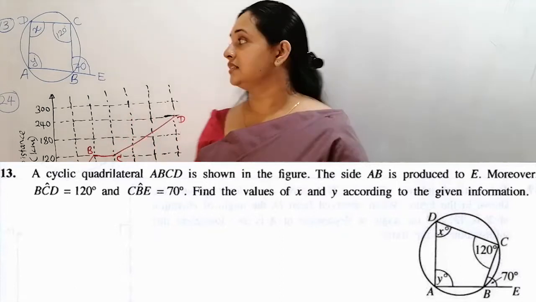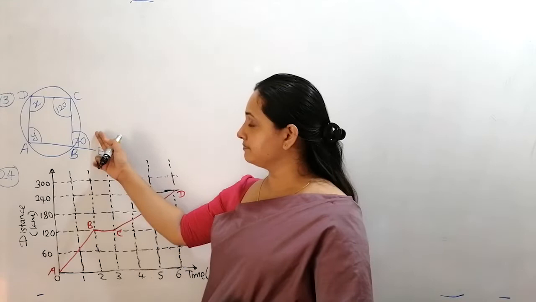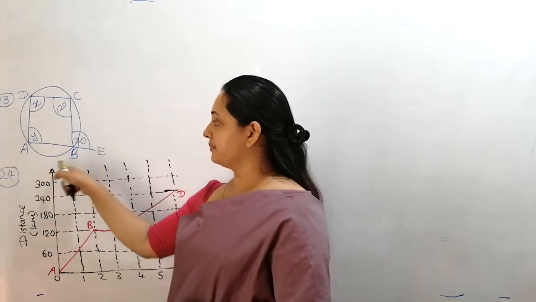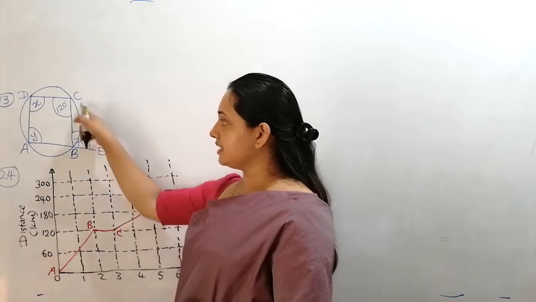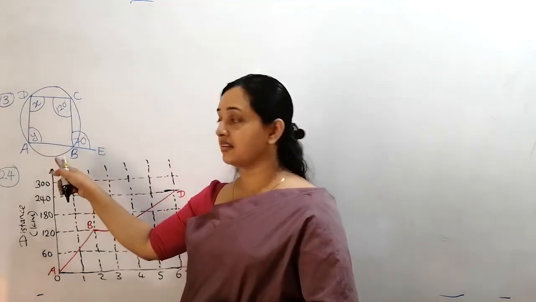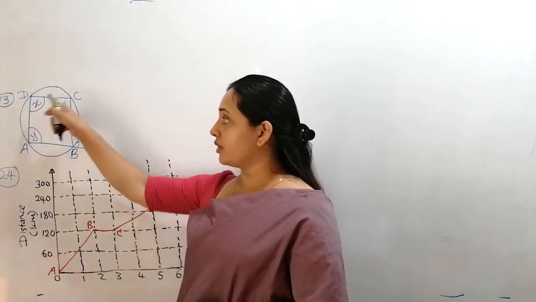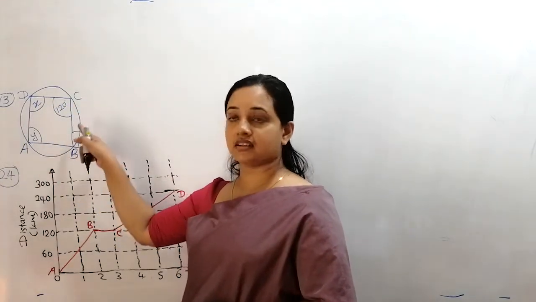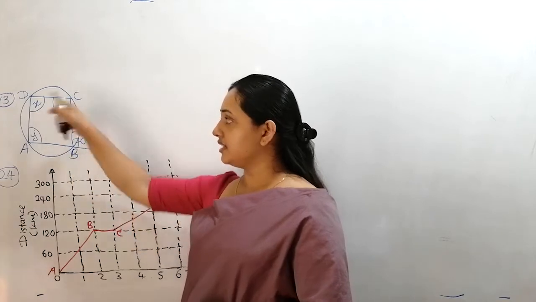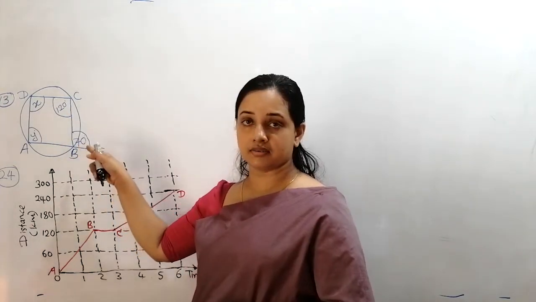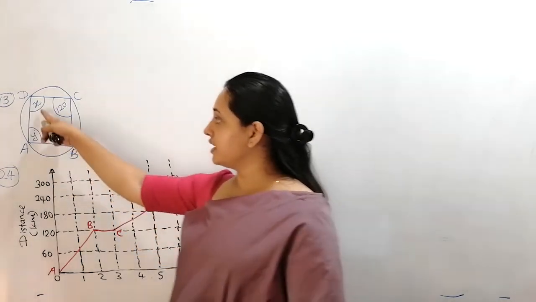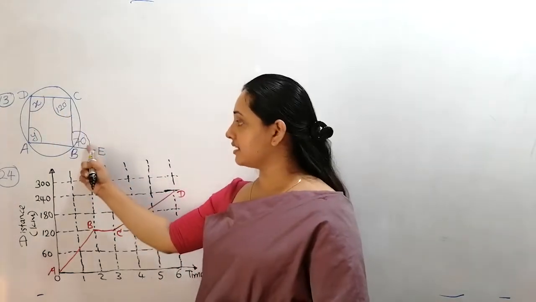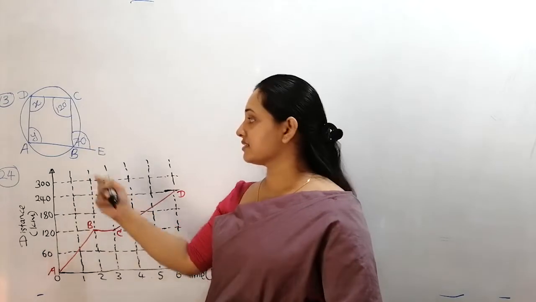Okay. In the 13th question, this figure is given. ABCD is a cyclic quadrilateral because these 4 points are located on the circumference of the same circle. We have to find the value of x and y. This angle is given as 120 degrees, and this angle is 70 degrees.